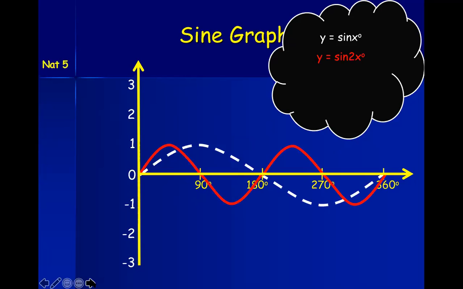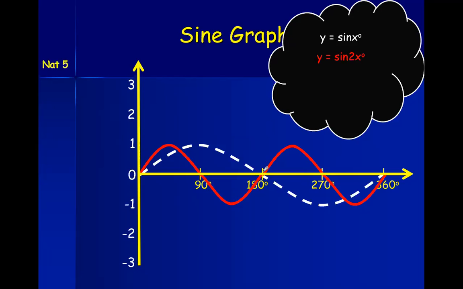Have you noticed what happened? The amplitude didn't change. The amplitude is the same, but this time I've managed to fit 2 of them within 360. And because you've got 2 of them within 360, my period has changed because now it repeats itself every 180. So that's what the period is.